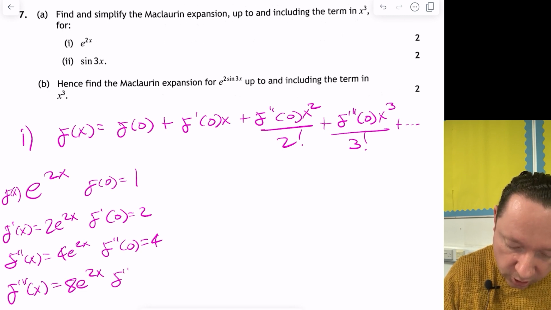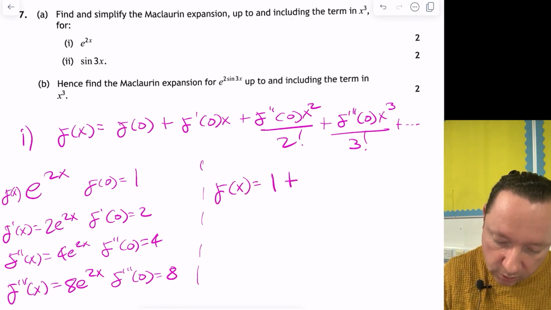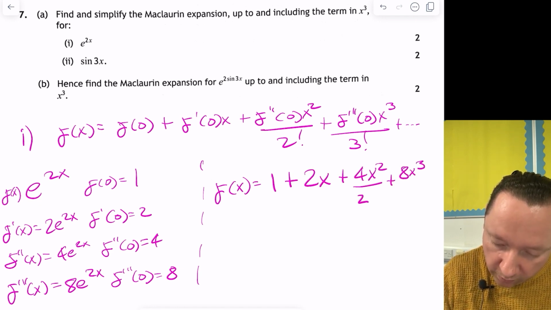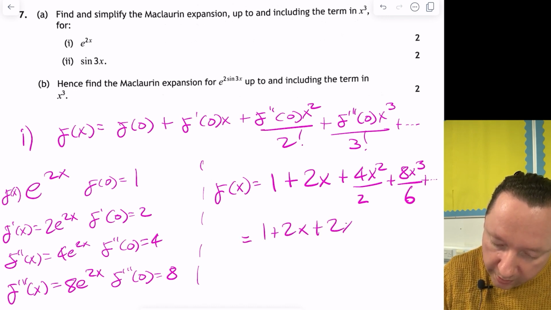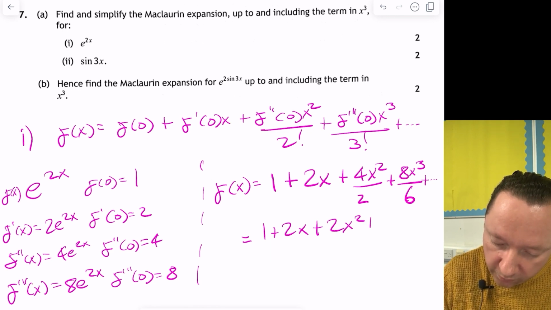So f triple dash 0 is 8. So we can say that f of x is equal to 1 plus 2x plus 4x squared over 2 plus 8x cubed over 3 factorial, which is 3 times 2 is 6, plus and so on. We've only got the x cubed. 1 plus 2x plus 2x squared. Divide by 2 to get 4x cubed over 3.